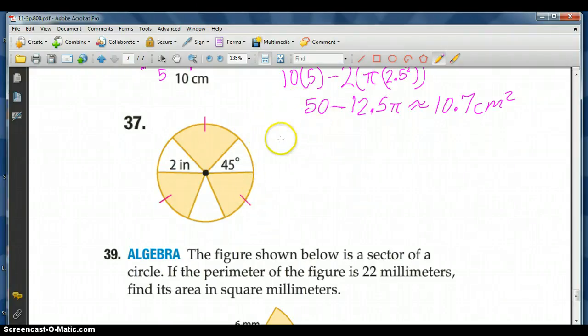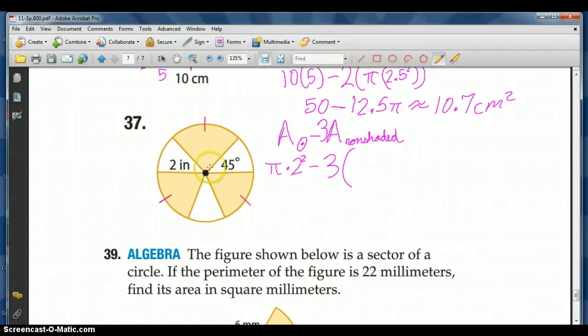So, the area of the circle minus the area of the non-shaded sectors, and there are 3 of them, so I'm going to take 3 times the area of one non-shaded sector. So the area of the circle would just be pi r squared, where our radius is right here, 2 inches, minus 3 times the area of one of the non-shaded sectors.